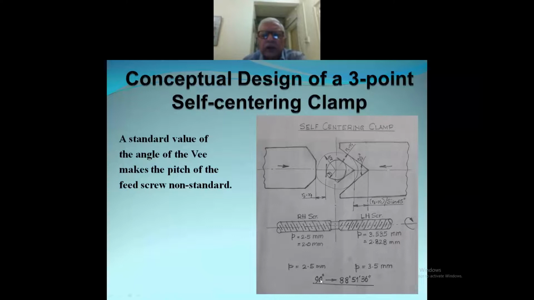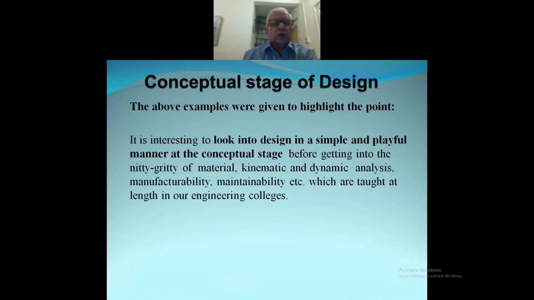In fact, if I make this angle 88 degrees, say 51 minutes 36 seconds, or if you want, you make it 88 degrees and 51 and a half minutes, which can be set for making this V. Then if I take pitch 2.5, the other pitch comes out to be 3.5. So this is all to emphasize the point that so many times you have to go back to where we started from and see what is going wrong there, without jumping right in the beginning onto how to solve subsequent problems.